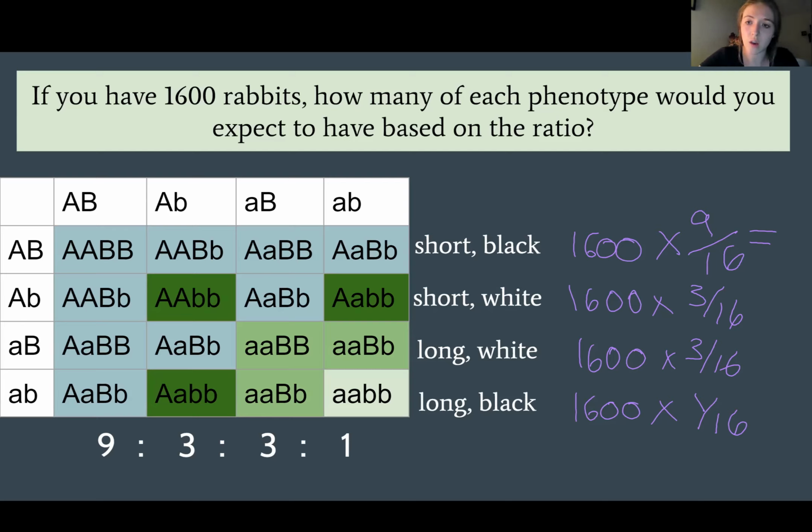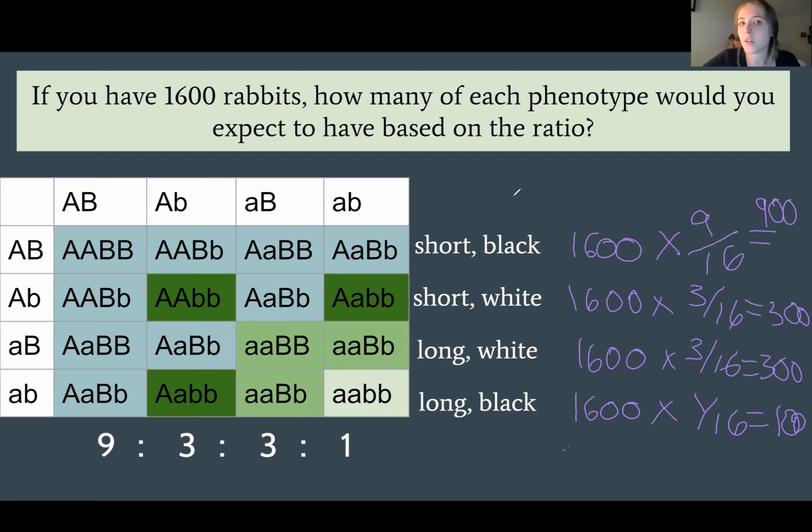So if you do this calculation, you're going to get 900 for the first phenotype, 300 for the second phenotype, 300 for the third phenotype, and 100 for the fourth phenotype. And that's going to give you the expected ratio you would have with this number of offspring.